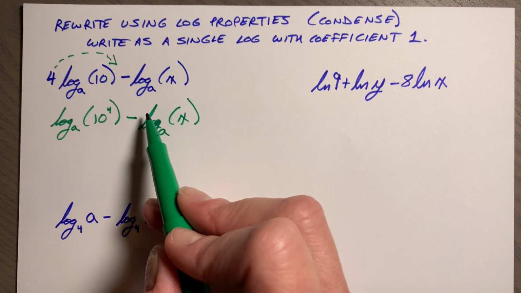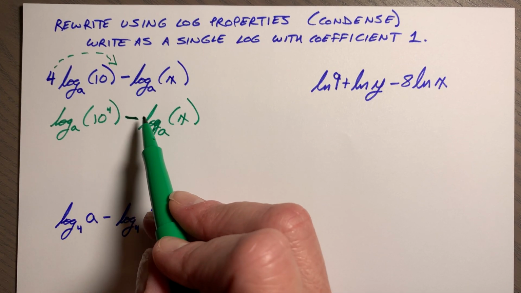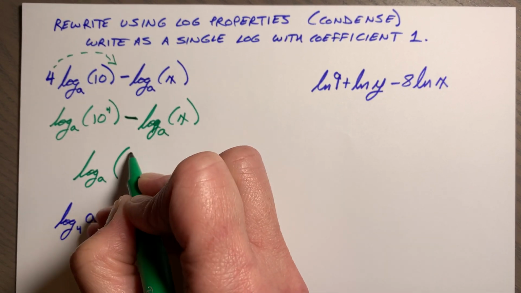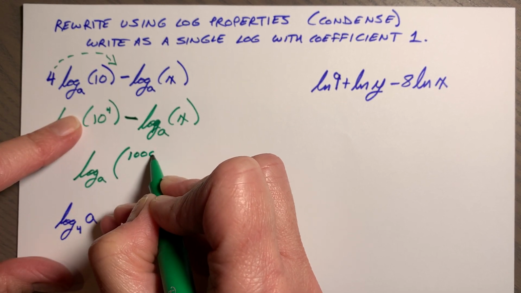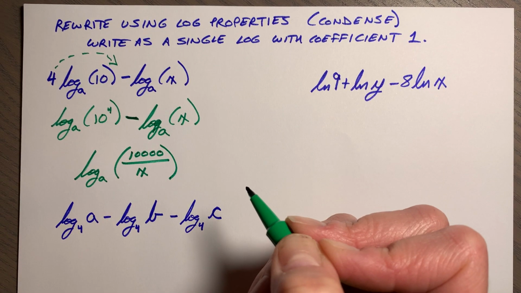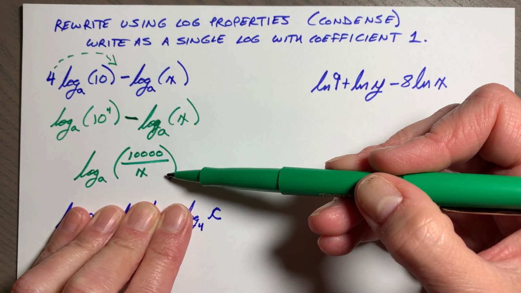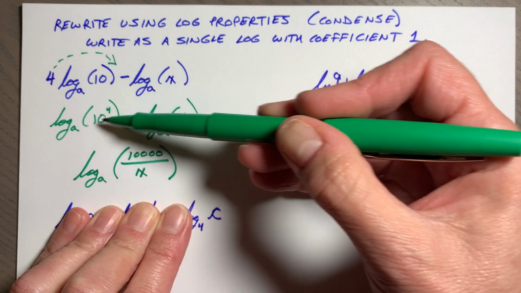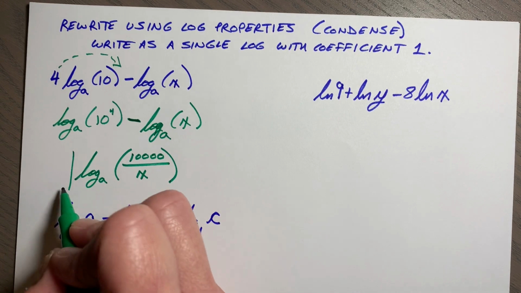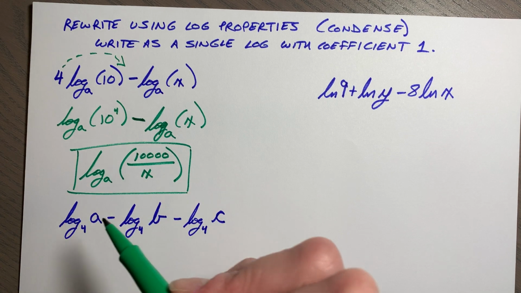But I still need a single log. So if I am subtracting, I'm going to be using the quotient property. The quotient property says I can write this as a single log base a, and then we're going to have 10 to the 4th. So 10 to the 4th is 10,000 over x. Right. So just previously, we started with expressions like this, and we separated it into the difference. All right, so this is just working the other direction. Right, there we go. We have written this as a single logarithm with coefficient 1.